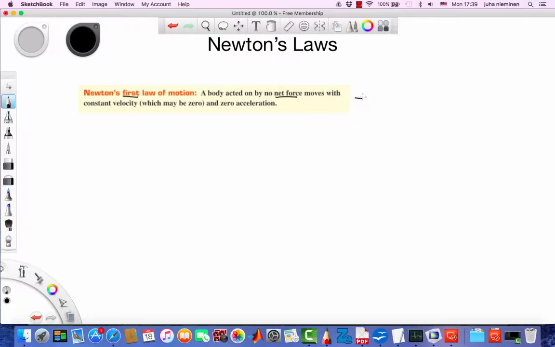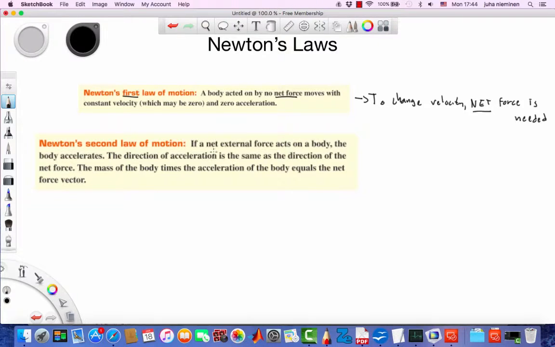In other words, what Newton was saying is that to change the velocity of an object, a net force is needed. This means that if there are forces acting on the object but they all cancel each other, this is the same as there being no force at all, and the velocity of the object doesn't change.